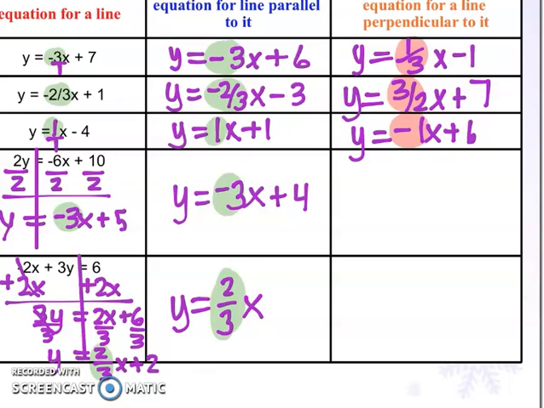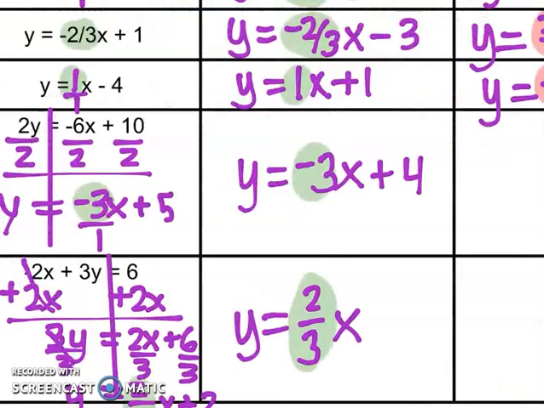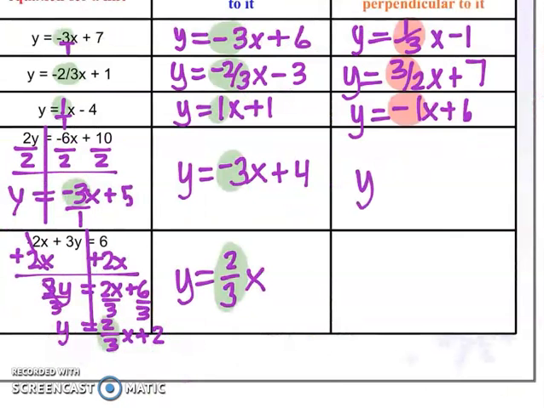Next, negative 3, put a 1 under it. So this one's going to be positive 1/3 when I flip it and change the sign. And then the last one, flip it and change the sign, it'll be negative 3 over 2.